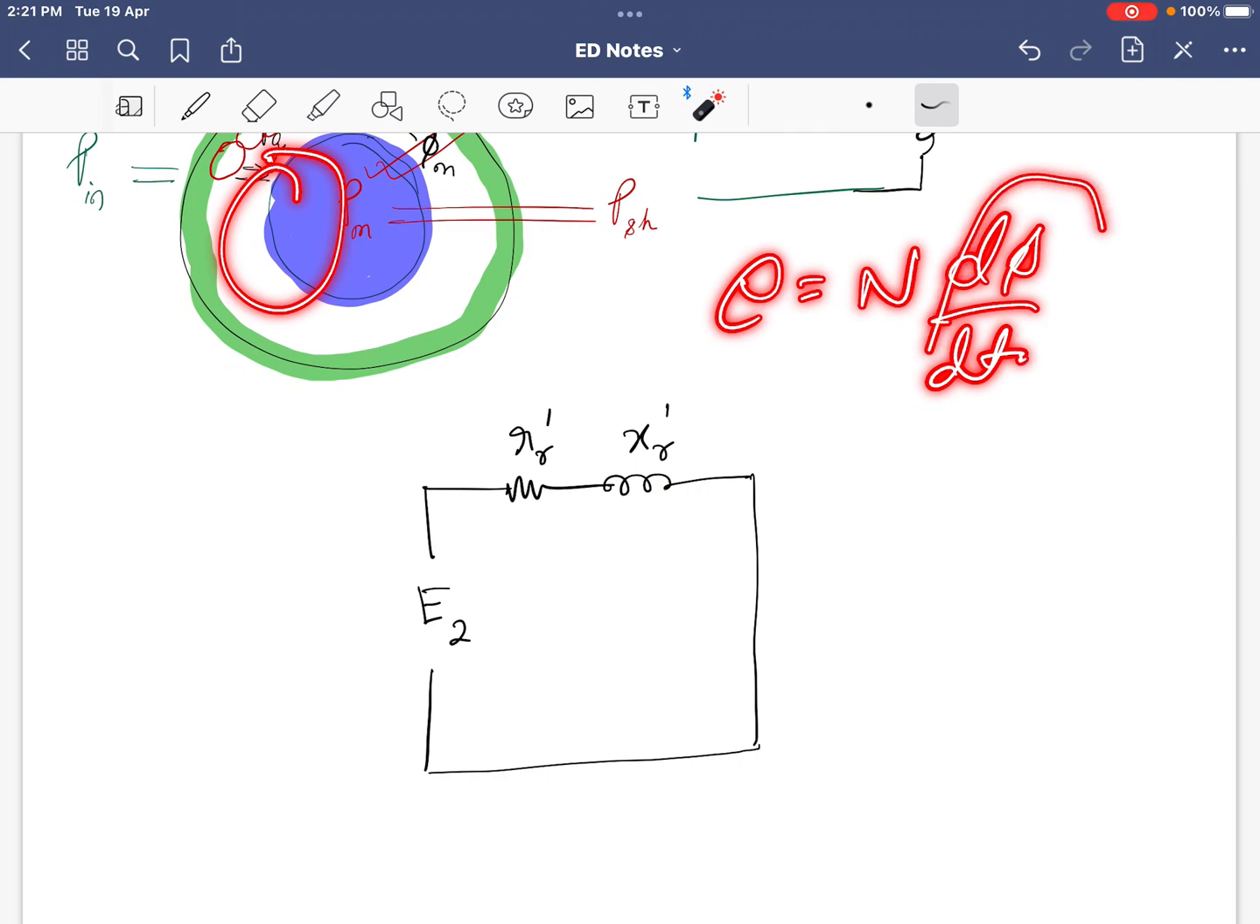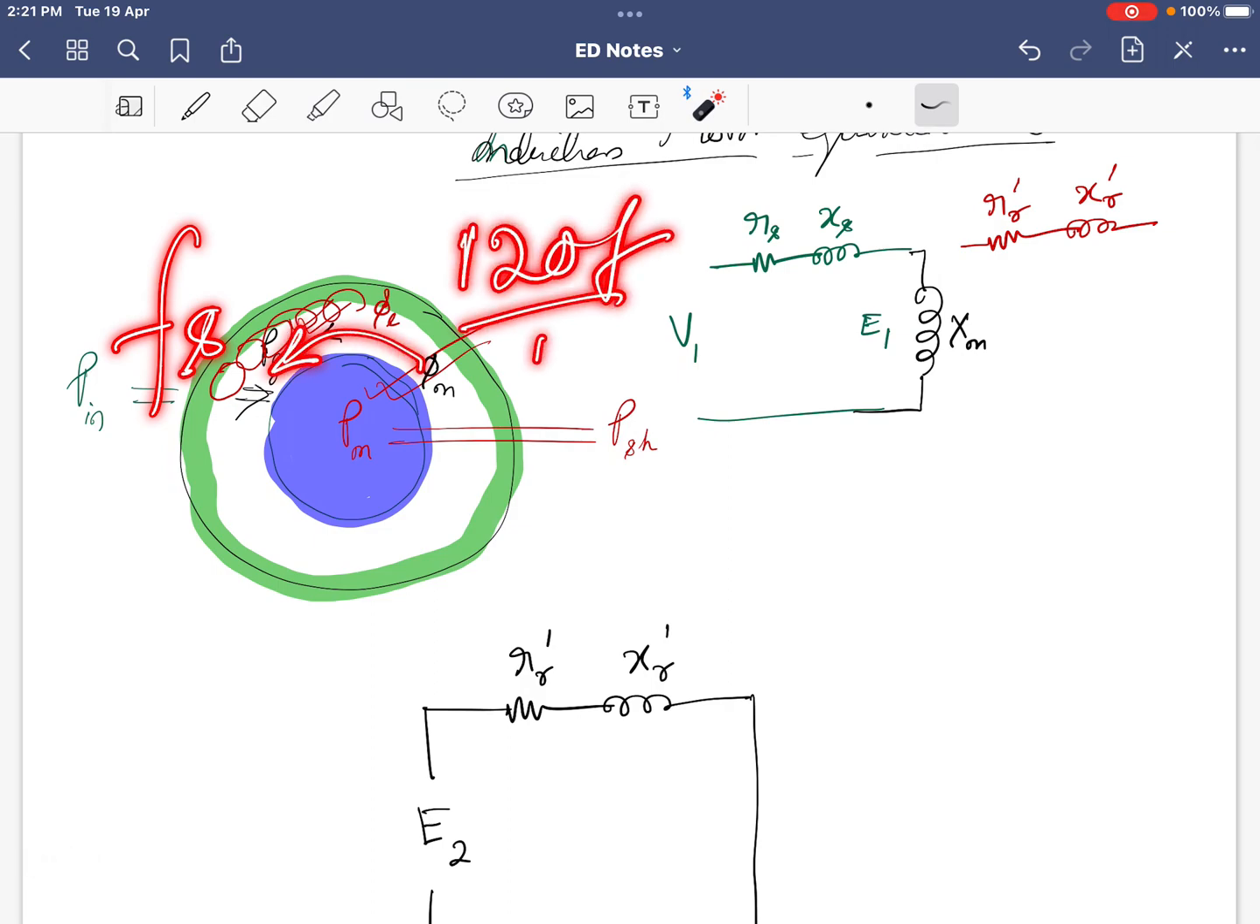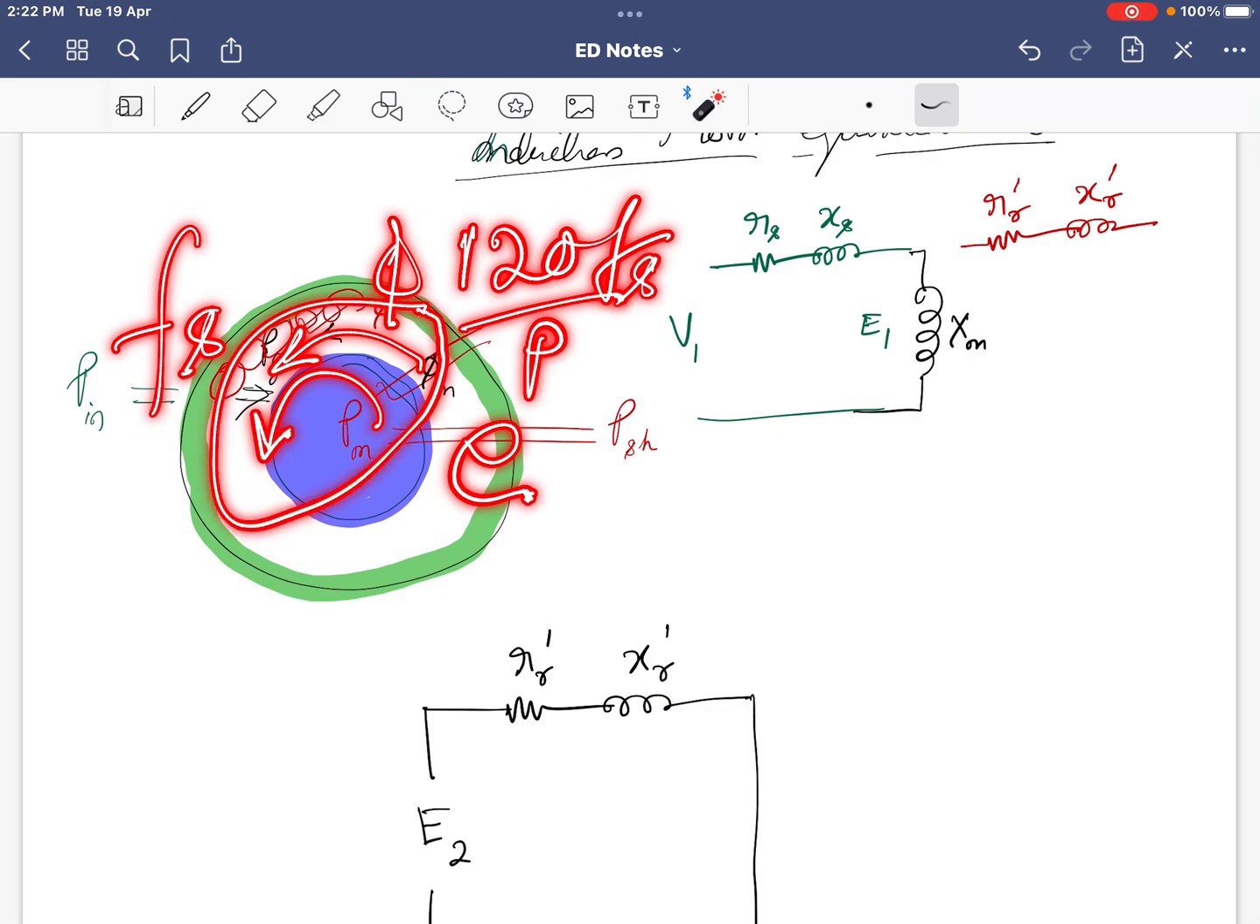So the rate of change of flux determines the frequency of the EMF induced. If my supply frequency is Fs, the flux is running at a speed of 120 Fs by P, and because of that flux, the EMF induced has frequency Fs as well. But because of Lenz's law, the rotor starts rotating in the same direction as the flux, and the relative speed between the stator and the rotor decreases.